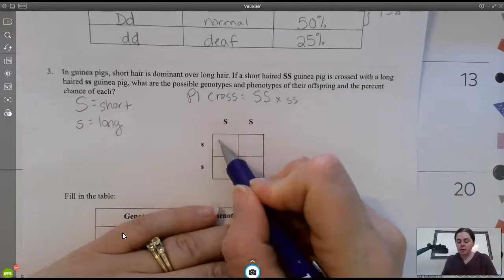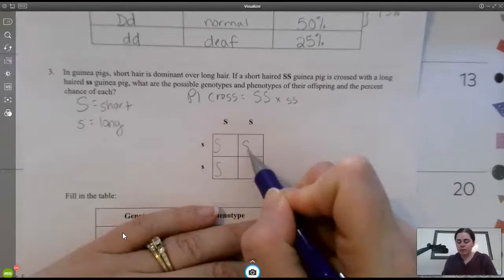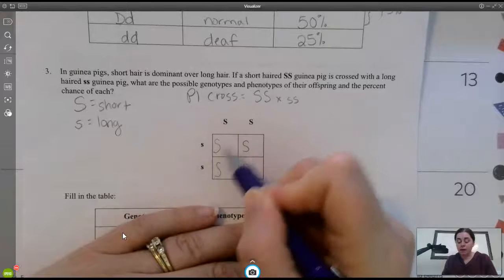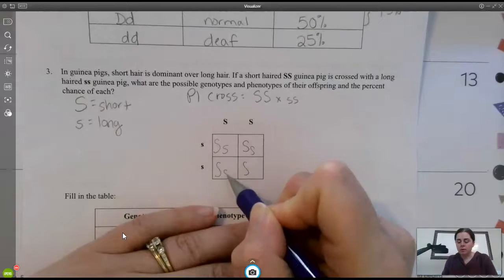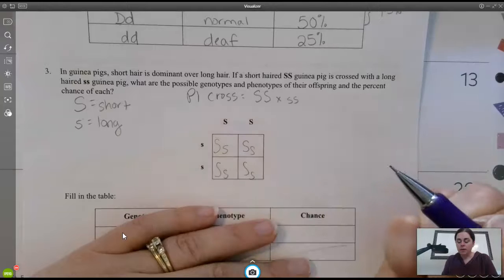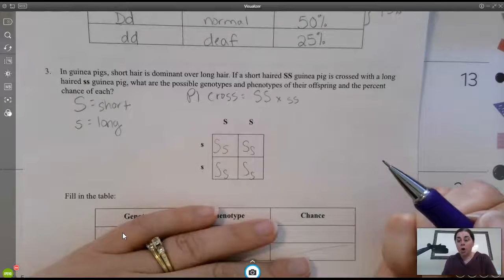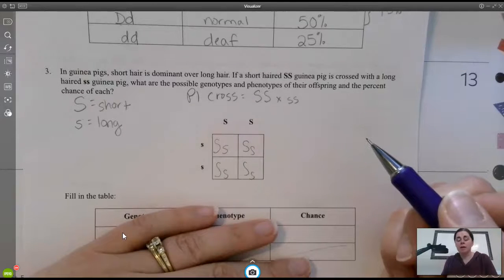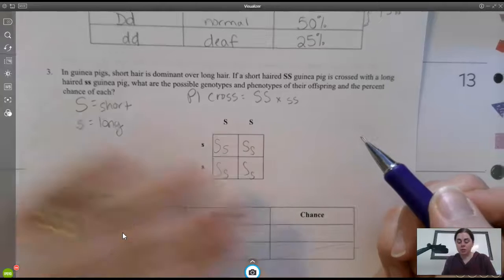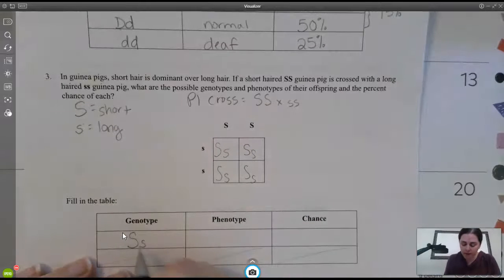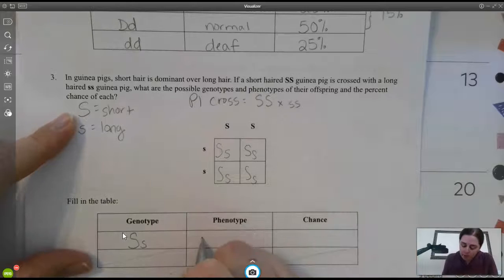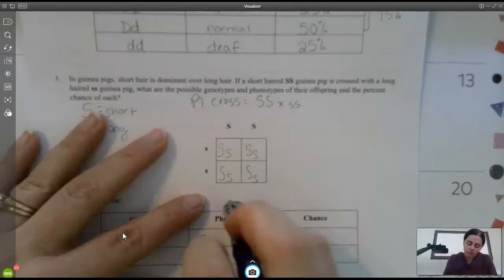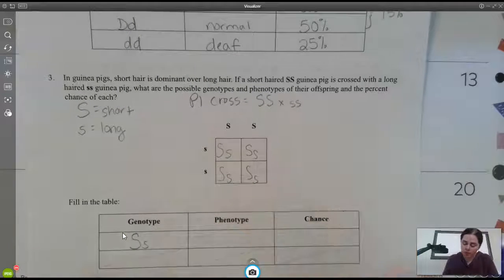Now we drop our big S's down on both sides on the left because both of them are capital. Slide our little ones over. Okay. Now look, all of them are the same genotype. So all of them are big S, little s, which, because a big S is capital, means it's going to be short-haired. If I can write straight too.